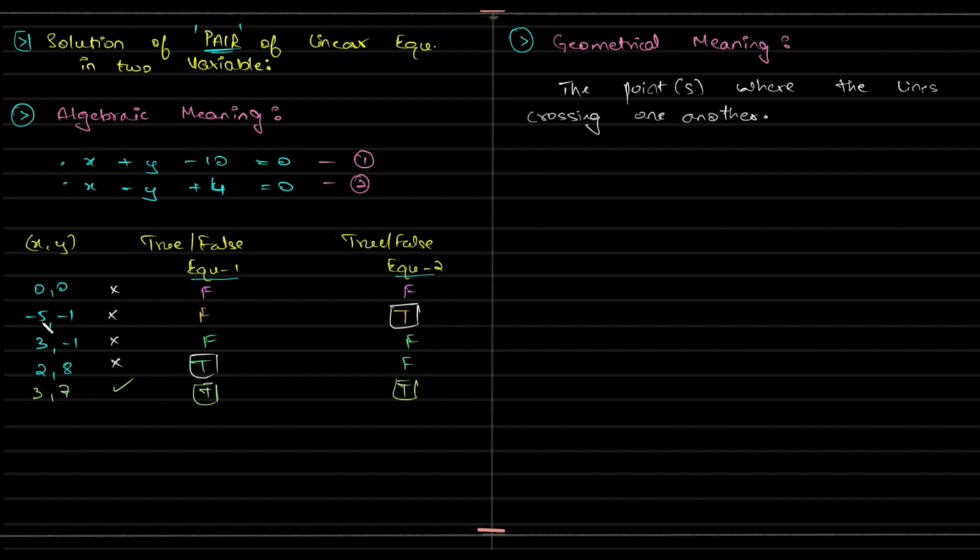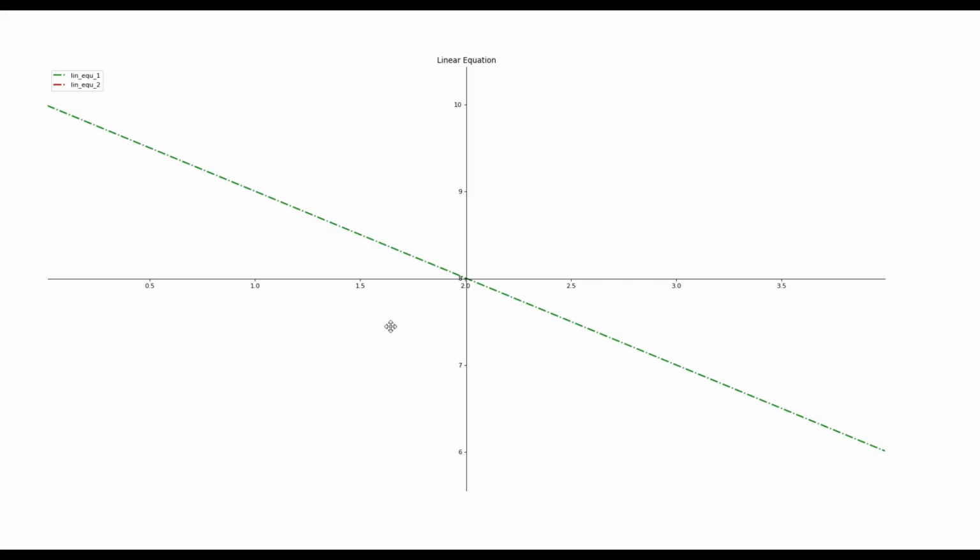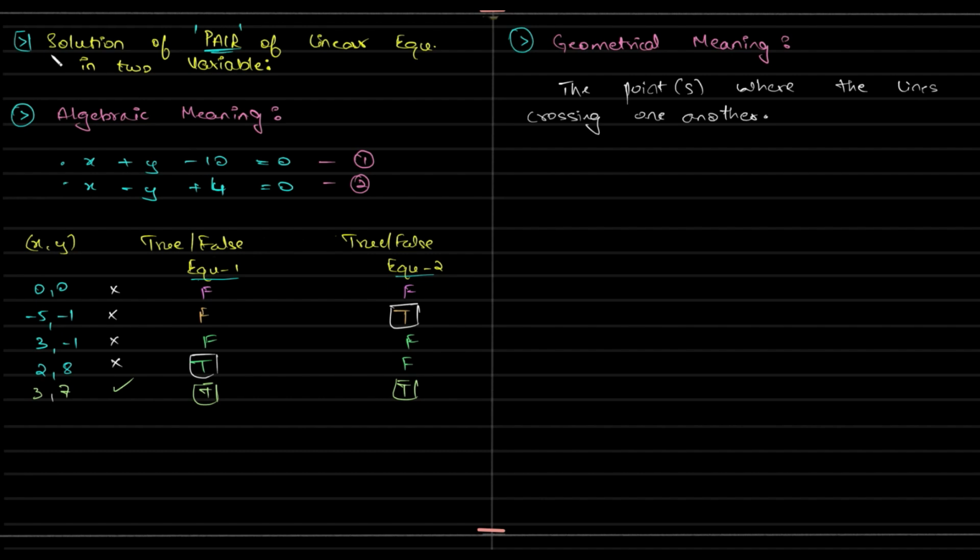You take any other value, it won't give that. Whenever they're crossing, you take any other value other than, in this case, 3,7, it might satisfy one but not the other. So that's the whole idea about the solution of a pair of linear equations and the geometrical meaning behind it.